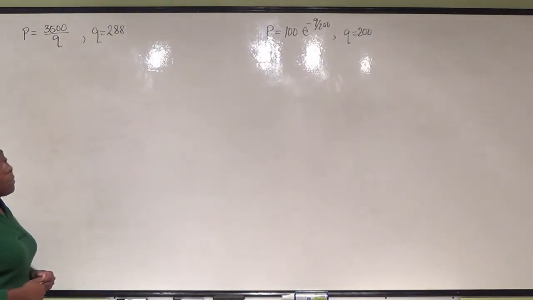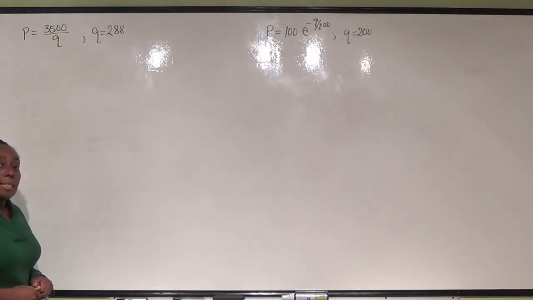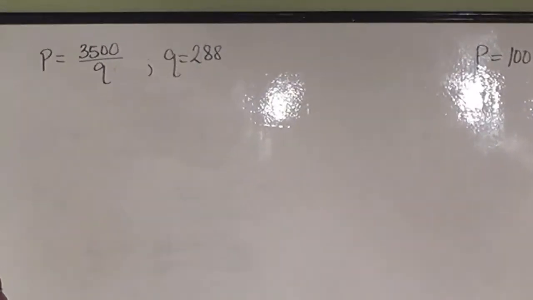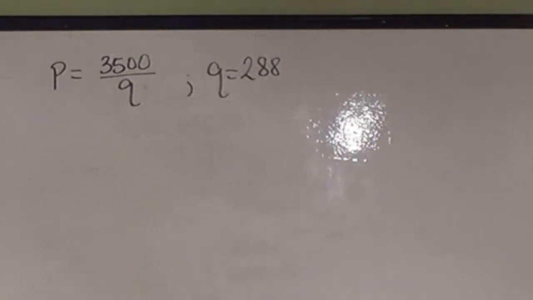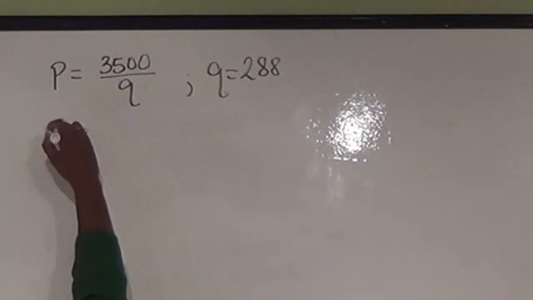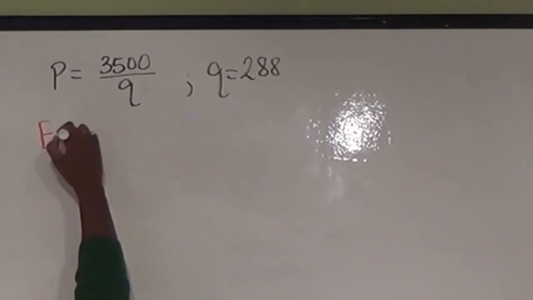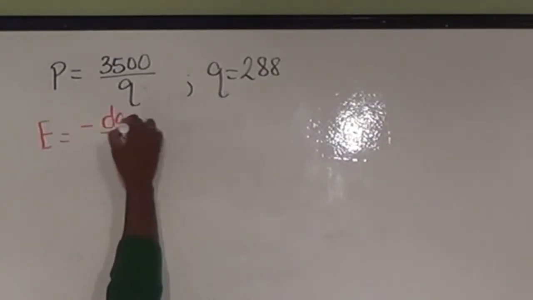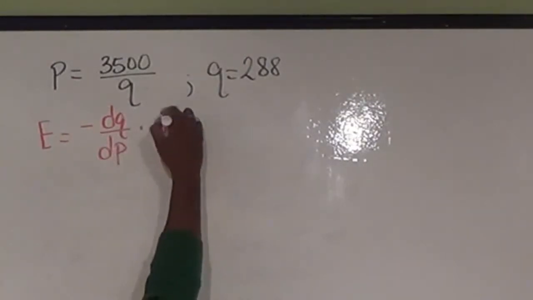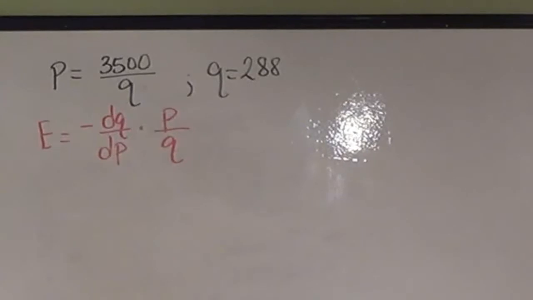P equaling 3,500 over Q, and we want to find the elasticity when Q is 288. So here, again, in order to get our E, remember it is negative dQ/dP times P over Q. In this case, we want Q with respect to P, but we're given P in terms of Q. So this means we're probably going to need implicit differentiation to get our derivative.